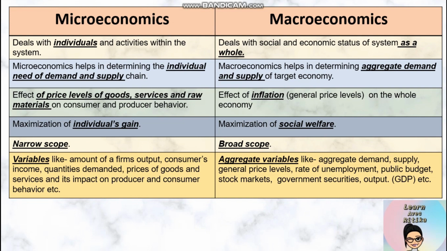The goal of microeconomics is maximization of an individual's gain, whereas the goal of macroeconomics is maximization of social welfare. Microeconomics has a narrow scope, whereas macroeconomics has a much broader scope. The variables that fall under microeconomics are the amount of a firm's output, consumers' disposable income, quantities demanded, prices of goods and services, and their impact on producer and consumer behavior, among many more. The aggregate variables under macroeconomics are the aggregate demand, aggregate supply, general price levels, rate of unemployment, public budget, stock markets, government securities, and the real output, which is your GDP.